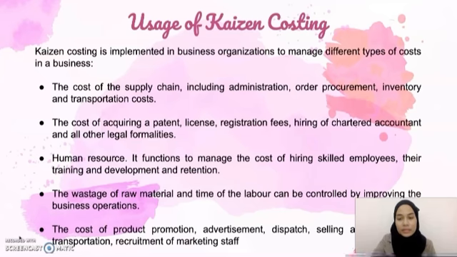Number 4, the wastage of raw material and the time of labor can be controlled by improving the business operation. The organization also incurs the cost of disposal of waste or defective products. Thus, Kaizen costing will provide a solution to the reusability of waste and improving productivity efficiency to reduce the manufacturing of faulty products. And last but not least is the cost of product promotion, advertisement, dispatch, selling and distribution, and also transportation and recruitment of marketing staff.